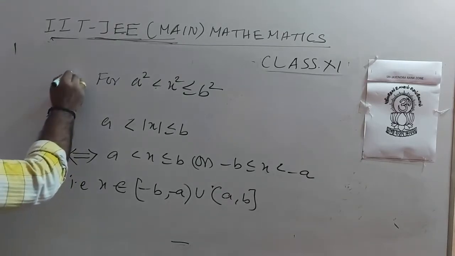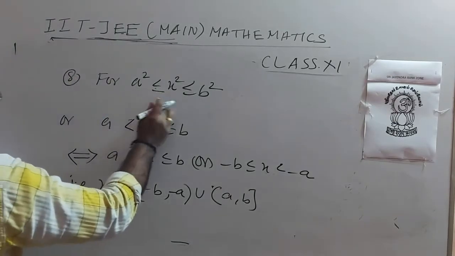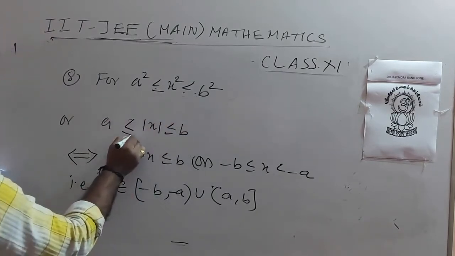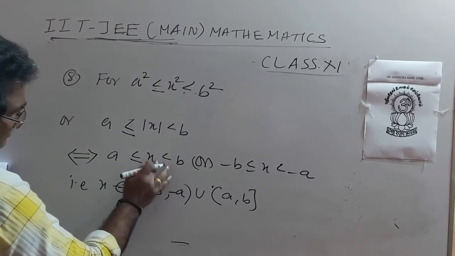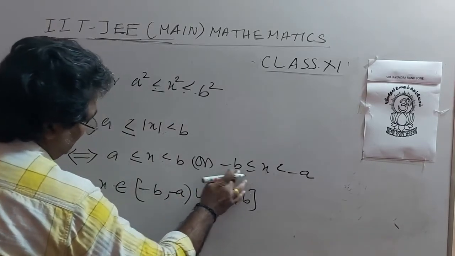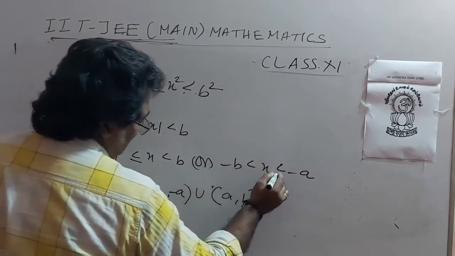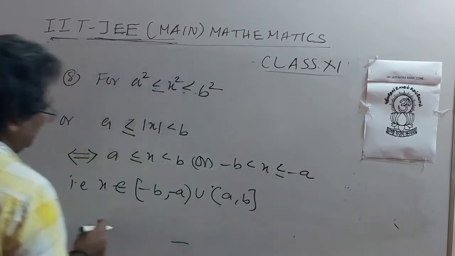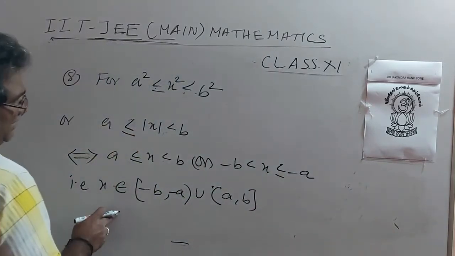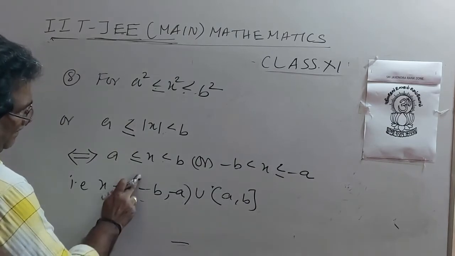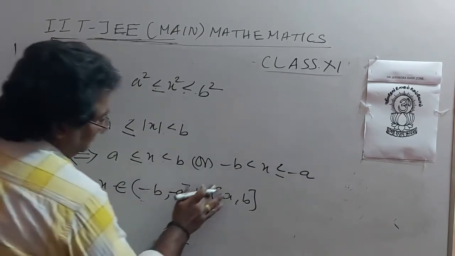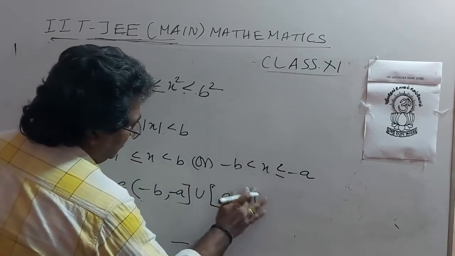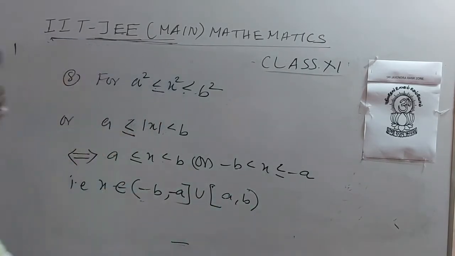Next result: a squared less than or equal to x squared less than b squared. So minus b is open, minus a is closed, here a is closed, and here b is open.